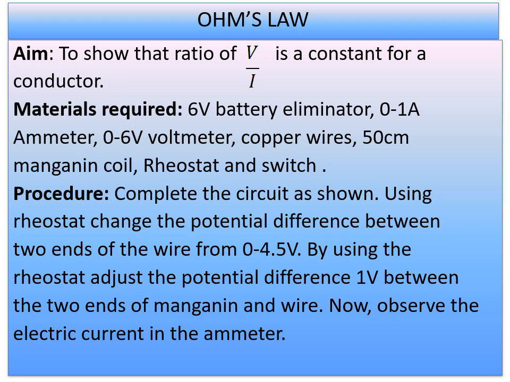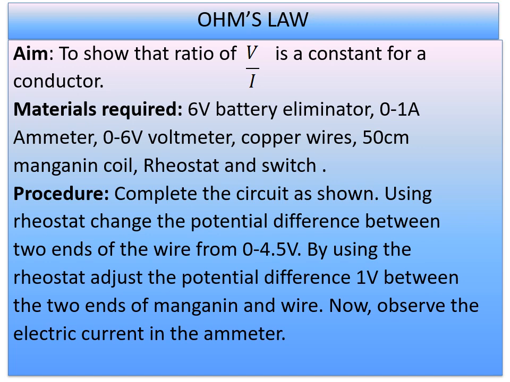Now we are going to study Ohm's law, one of the important activities, to show that the ratio of V by I is a constant for a conductor. So what are the materials required here? A 6-volt battery eliminator. What is meant by eliminator? It converts AC to DC.